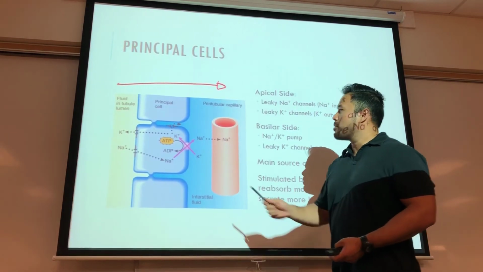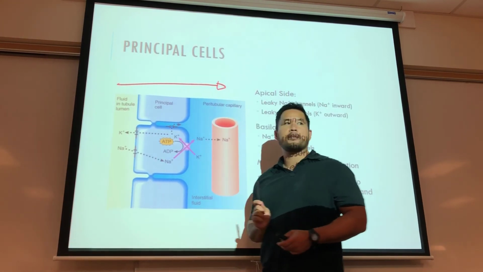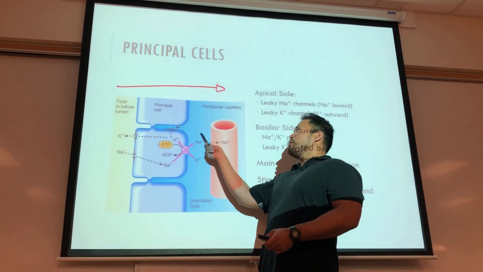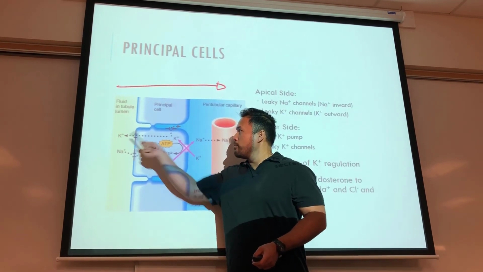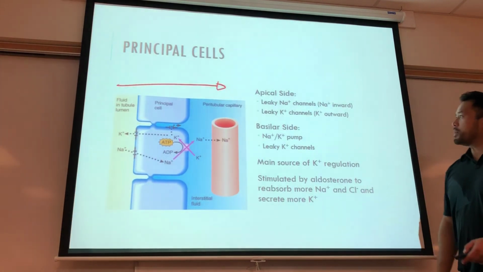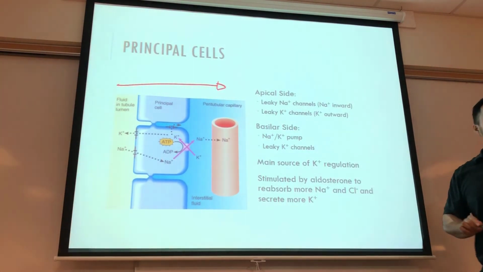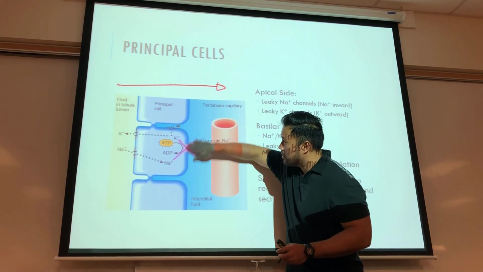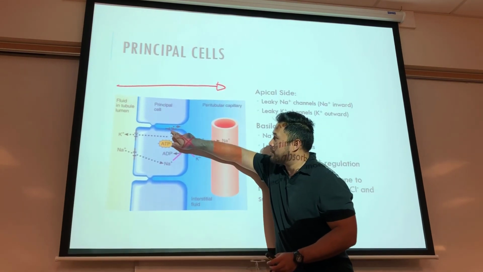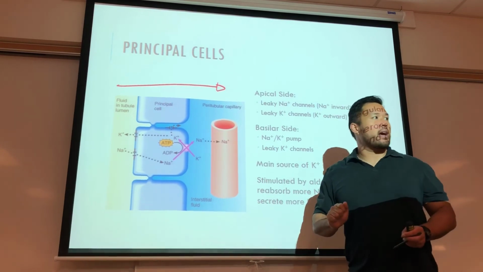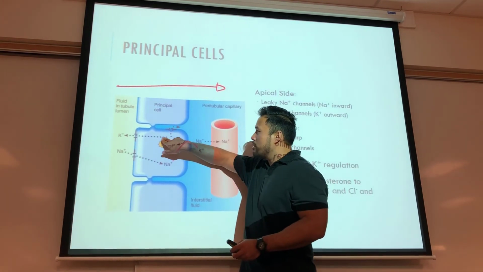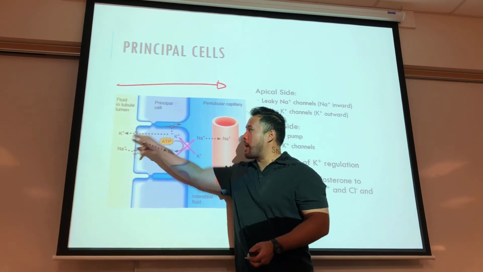That's not new news to you. What is new is the presence of leaky potassium channels on both sides. Why is that? Potassium that's pumped in can either move back out into the interstitial fluid or move back into the lumen to be secreted. So the principal cells are the main source of potassium regulation. It all depends on whether you need to hold on to excess potassium, in which case you're going to be reabsorbing it. So on the basolateral side, you'll see these leaky potassium channels that allow potassium to leak right back out. These are the same leaky potassium channels that you would see in the heart cells. It's the same makeup. Or you'd also see potassium on the apical side to get secreted back out.